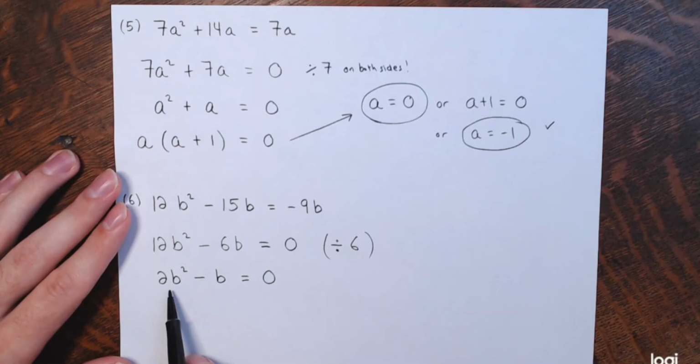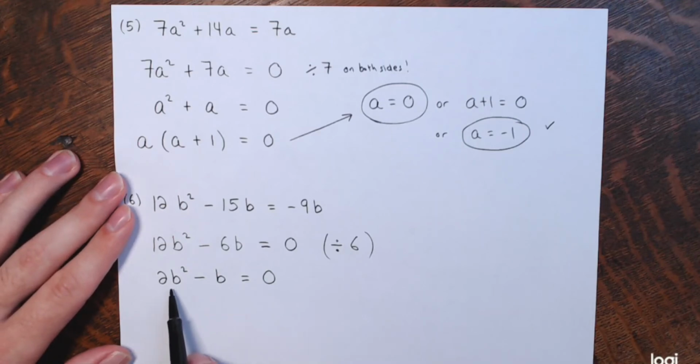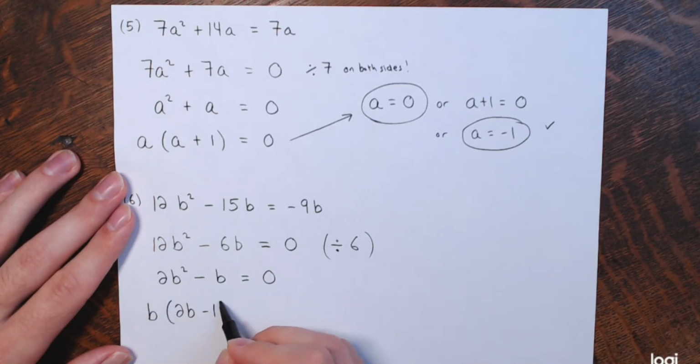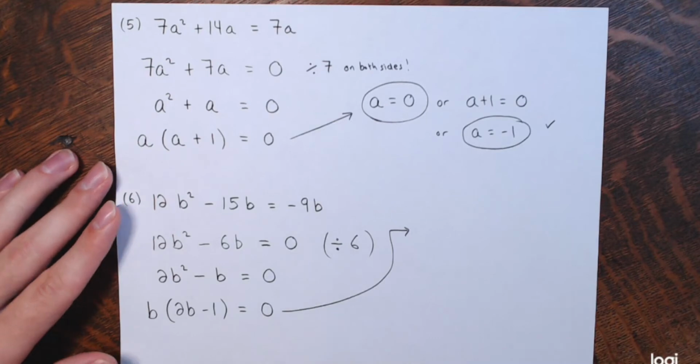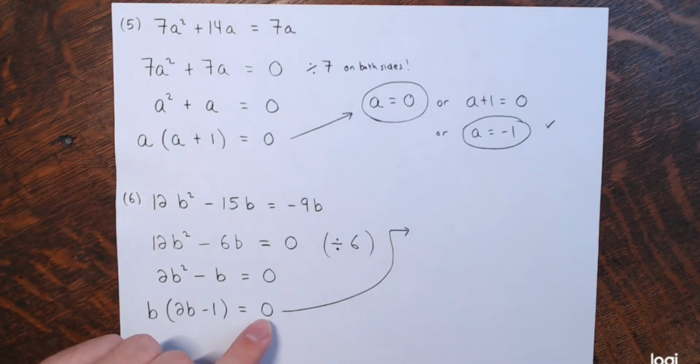Then we factor the polynomial. They both have a common factor of just b. So I pull b out, and what's left over would be 2b minus 1, and there you go, it's totally factored. And then now I have what I want. I have a product equal to 0.